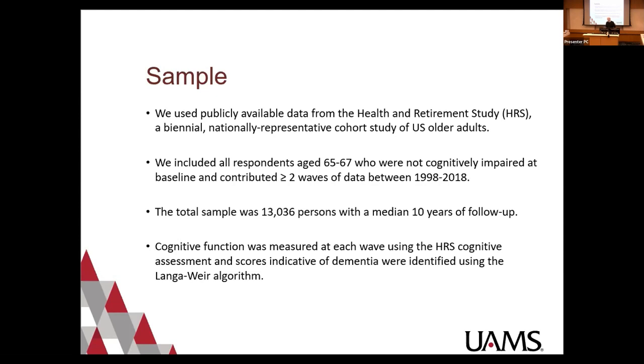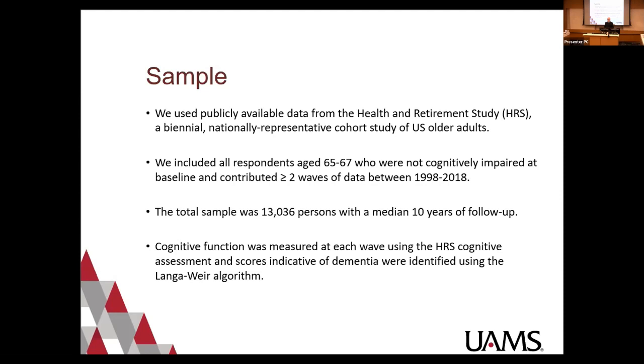So in order to keep that predictor from just washing out the effects or being the dominant predictor in our data, we wanted to have a very tight age range. Our total sample was 13,036 persons with a median of 10 years of follow-up time. And as I mentioned, we used the Langa-Weir algorithm to identify dementia.